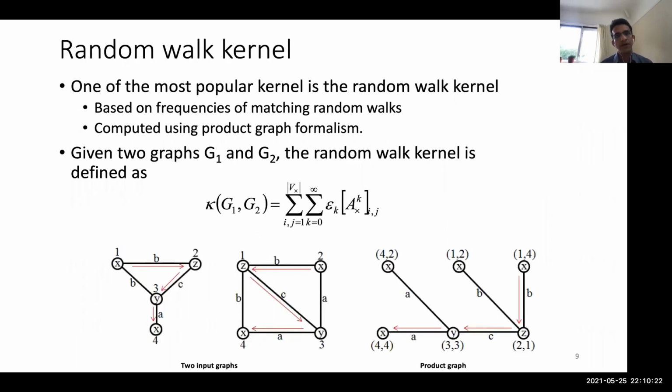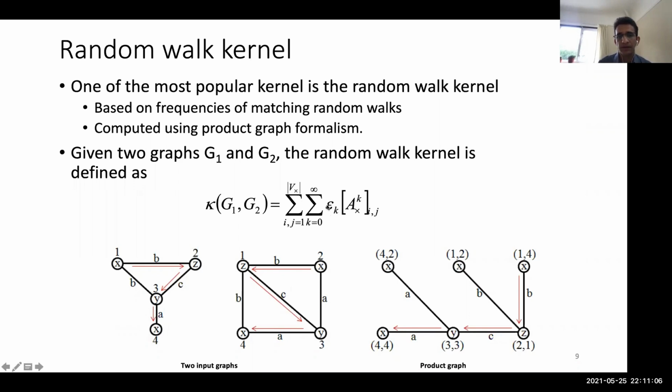One of the most popular graph kernels, which was proposed in, I guess, 2002, is the random walk kernel. It is based on the frequencies of matching random walks, and its computation is very interesting. It is computed using a product graph formalism. So how it works: first, given 2 graphs, a product graph is constructed in such a way that a random walk on the product graph matches a random walk on the 2 input graphs, right? And then the frequencies of walks of different lengths on this graph correspond to the frequencies of matching walks on these 2 graphs.